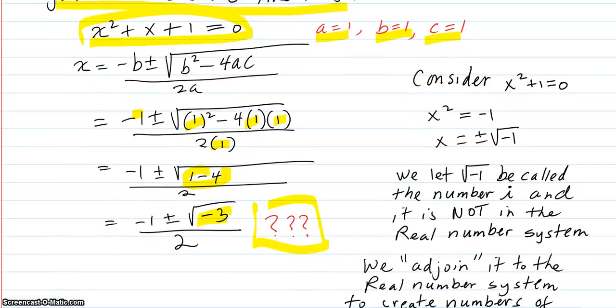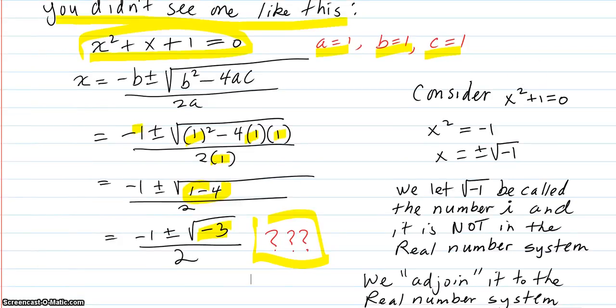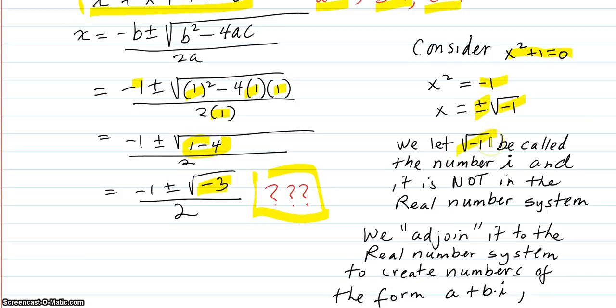Before we proceed with what's going on there, consider this simple equation: x squared plus 1 equals 0. That would mean that x squared equals -1, and no real number squared is -1, and that drives mathematicians bonkers. x equals plus or minus the square root of -1. They couldn't let that stand, so we let the square root of -1 be called the number i, and it is not in the real number system.